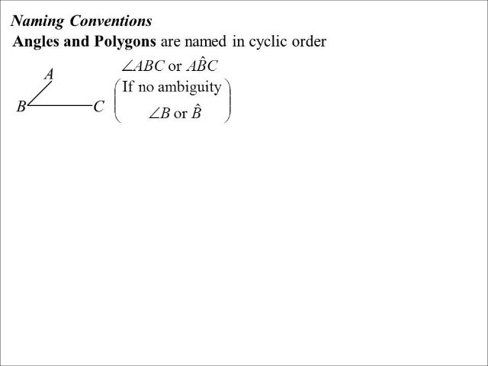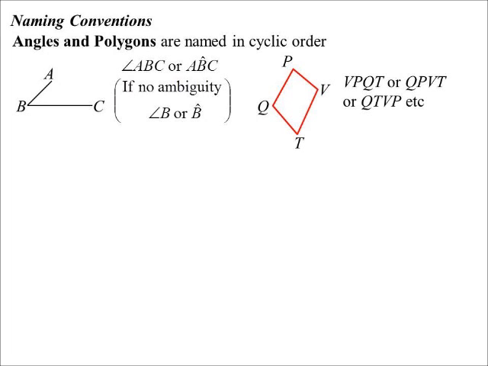So if I was talking about the large angle, I would call it reflex angle ABC, to highlight I'm talking about the larger one, not the little one. Okay, so there's a quadrilateral. Lots of different names I could call it. I could call it VPQT, QPVT, QTVP. I could keep going. As long as they're in order, it's fine.